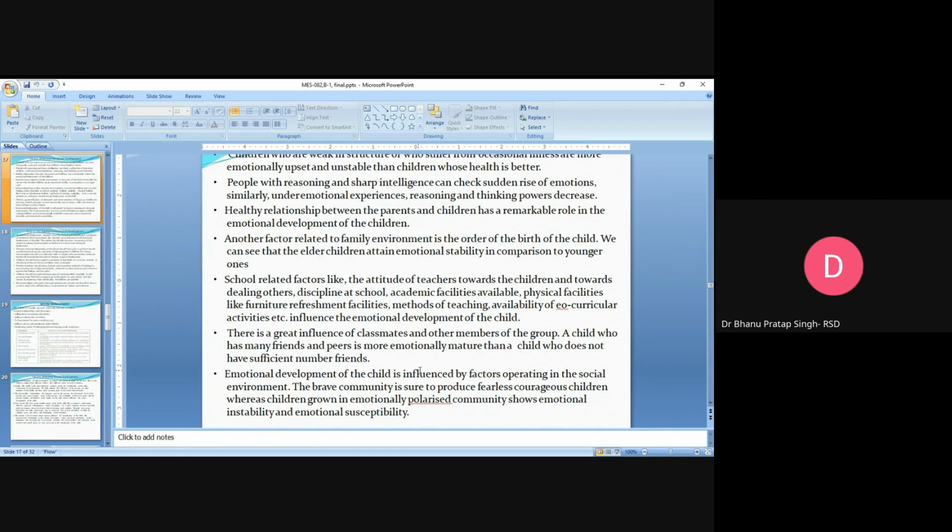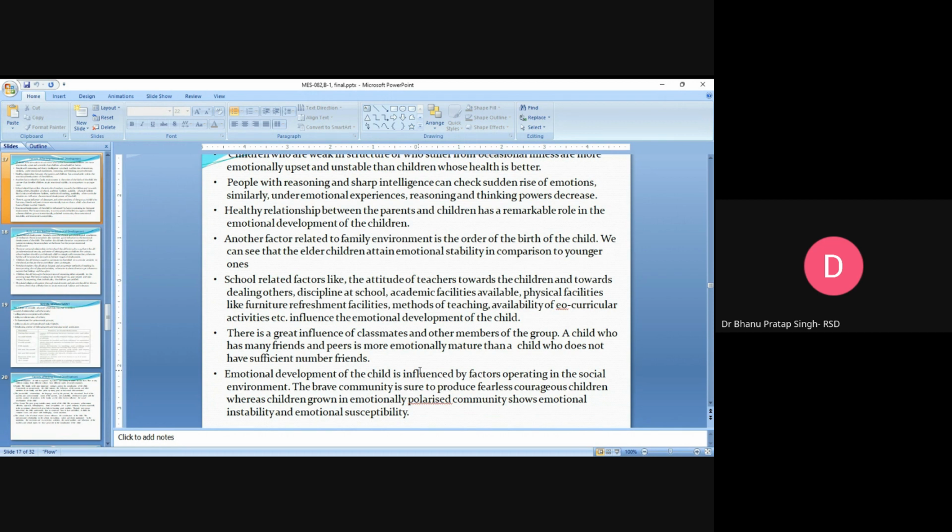Emotional development of the child is influenced by factors operating in the social environment, in which kind of society the children live. The brave community is sure to produce fearless, courageous children, whereas children who grow up in an emotionally polarized community show emotional instability and emotional susceptibility.